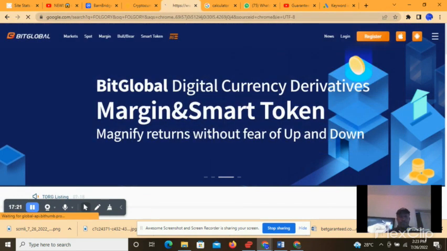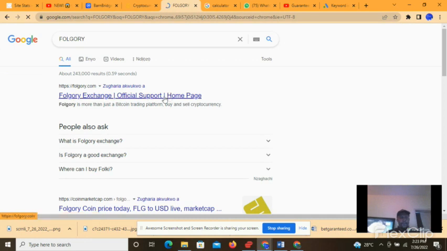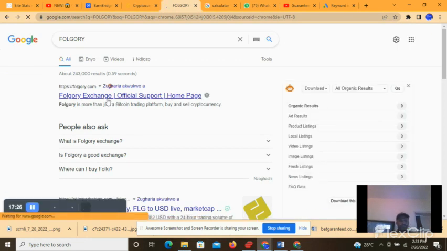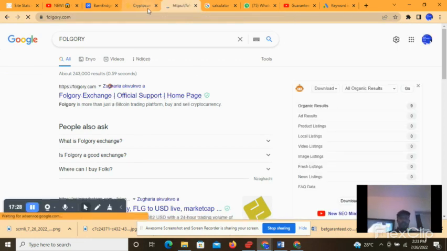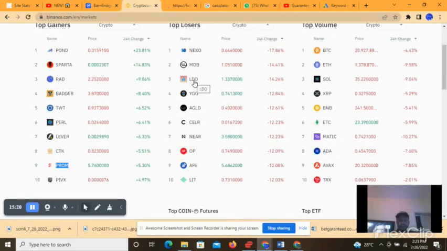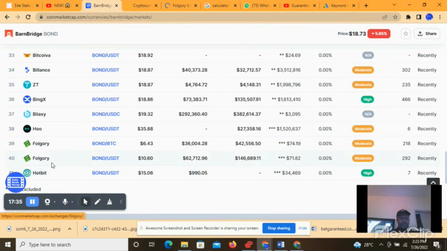Look at the current price. This is the traded volume. Are we together? As you can see, the confidence level is moderate and the liquidity is also very high, 292. That means people are actually trading this particular bond on the Folgori trading platform. So it's a good crypto to engage in this arbitrage. You understand? So we are going to make good profit here.